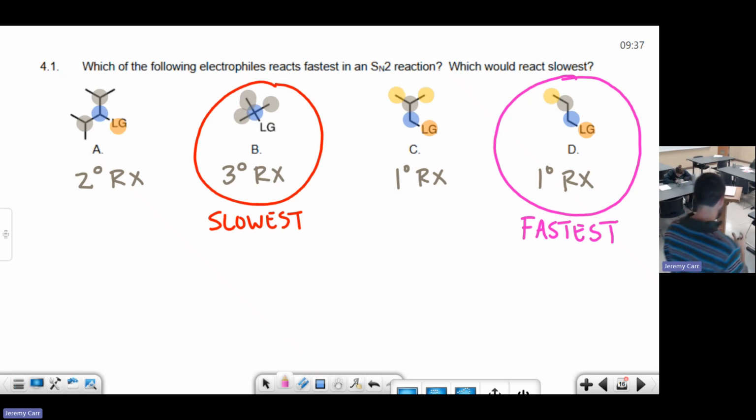So as you take those bulky groups, those methyl groups, and you move them further and further away from the electrophilic position, the reaction rate will increase. And as you move them closer to the electrophilic position, you'll slow the reaction down.